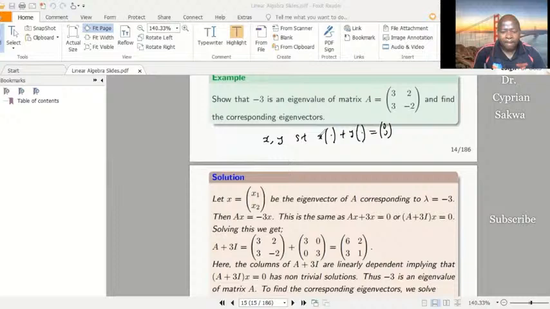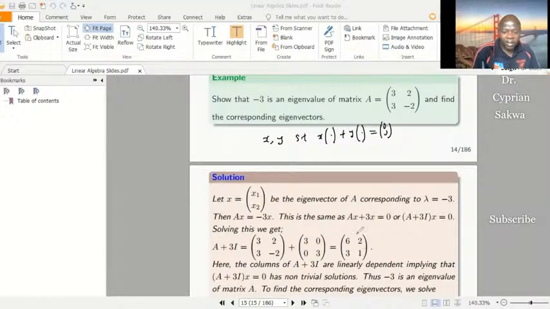Or the other definition of linear dependence is that this determinant would be 0. So the determinant here is 0. Look at this, 6 minus 6. So the determinant is 0. So if the determinant of the matrix is 0, then it means that those columns are linearly dependent. So we look at that. But what we wanted to show was that -3 is an eigenvalue, and that is what we've shown.